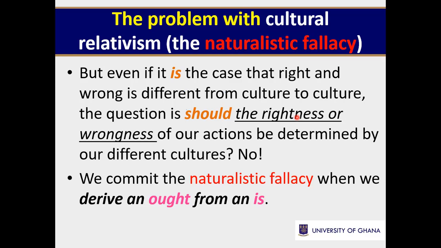But even if it is the case that right and wrong is different from culture to culture, the question is, should the rightness or wrongness of our actions be determined by our different cultures? The answer is a big no. We commit the naturalistic fallacy when we derive an ought from an is. The fact that something is the case doesn't mean it ought to be the case.